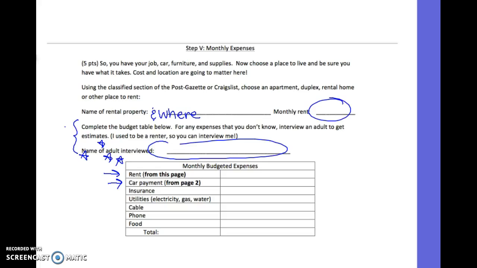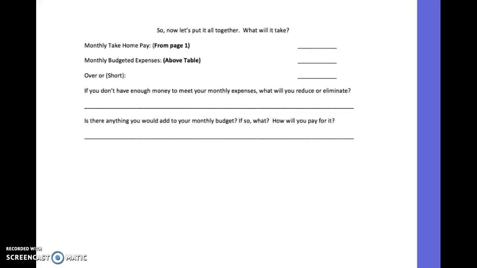Then your utilities, insurance, phone, cable, food. This is where you might have to ask an adult. Add all those up and get a total amount of money. Then you're going to see, put it all together.